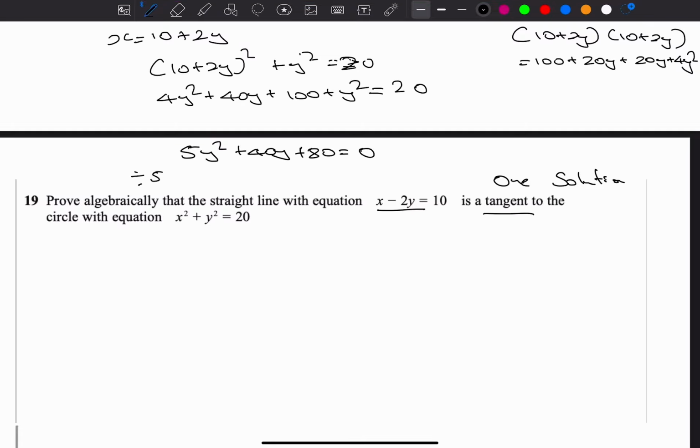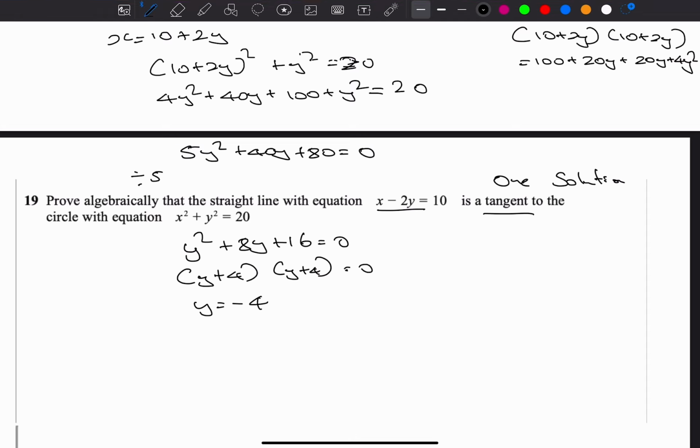So let's just write it here. y squared plus 8y plus 16 equal to 0. Factors of 16 that make 8 are 4 and 4. So it's y plus 4, y plus 4, equal to 0. y equals minus 4, because the other answer is the same thing. And it's only one solution because it's a tangent.